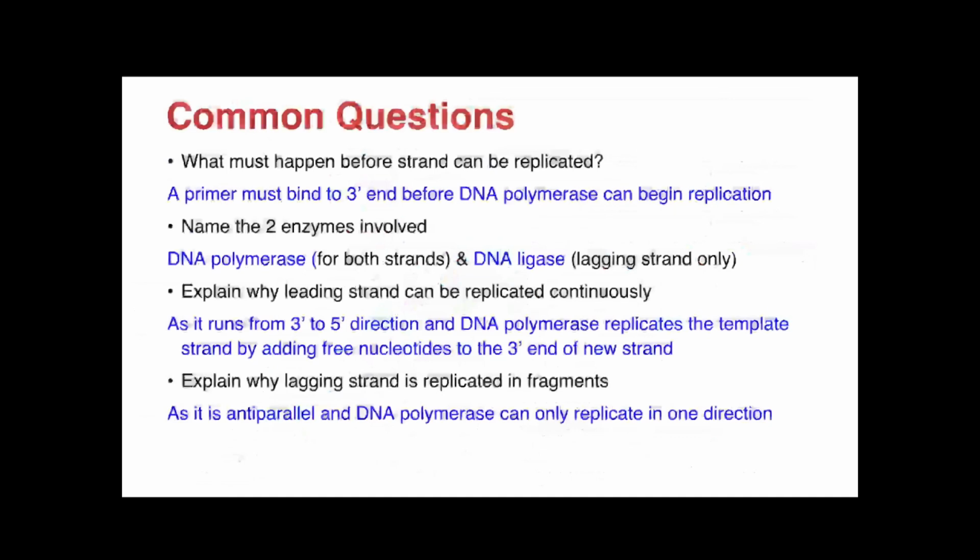If you're asked to explain why the lagging strand is replicated in fragments, remember both halves. First of all, you say it's anti-parallel, so you're talking about how it's structurally different, and then you say DNA polymerase can only replicate in one direction. So that's why it's replicated in fragments.